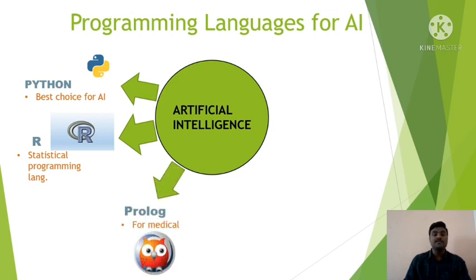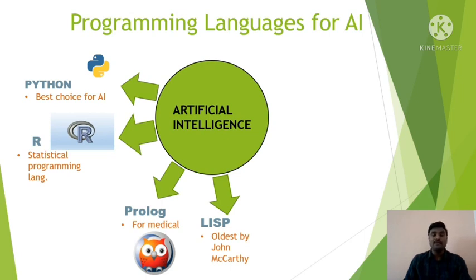The third language that can be used is Prolog, which is generally used for medical applications. So we can use Prolog as well for artificial intelligence. Then there is Lisp, which is also called the oldest, and it was created by John McCarthy himself. You may all know him. In our previous session, we discussed that John McCarthy was the one who first coined the term artificial intelligence.